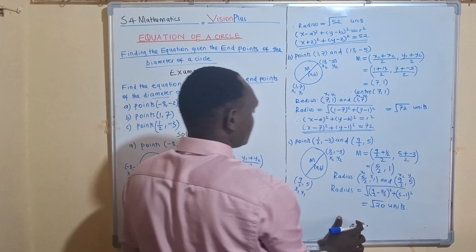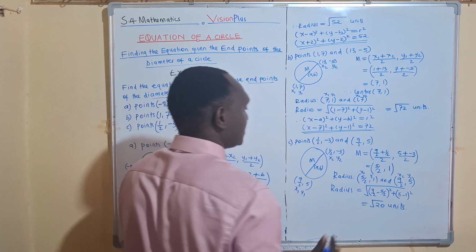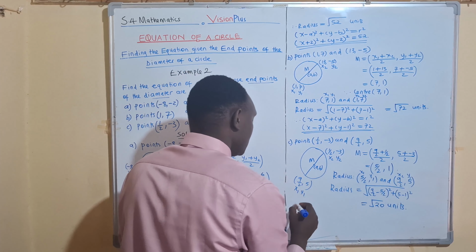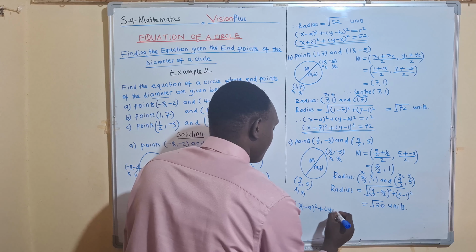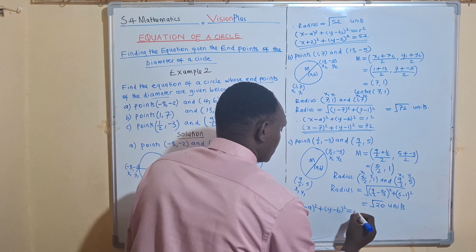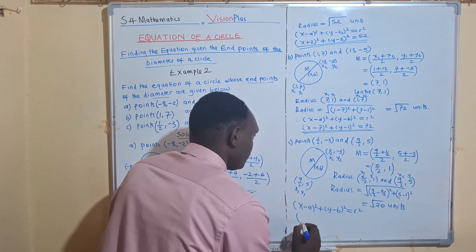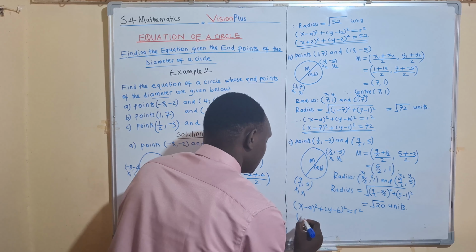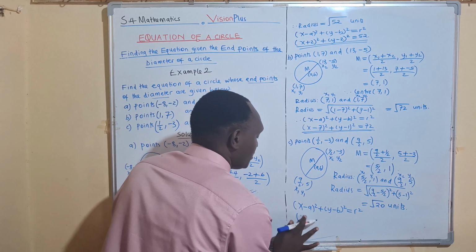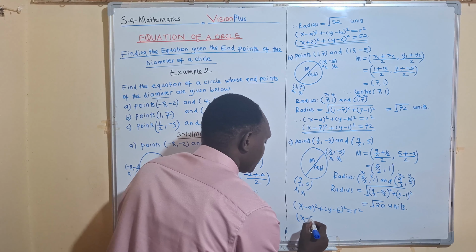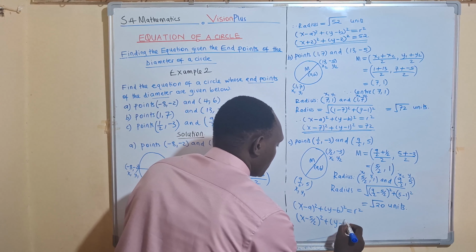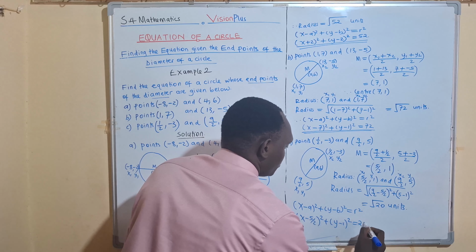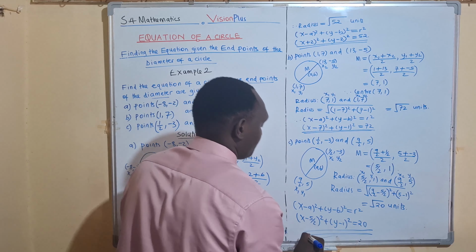So after getting root of 20 units, that is the radius, then we use the center and the radius to find the equation given by (x minus a) squared plus (y minus b) squared equals r squared. So we shall have the center is (5/2, 1). We shall have (x minus 5/2) squared plus (y minus 1) squared equals 20. That is r squared.